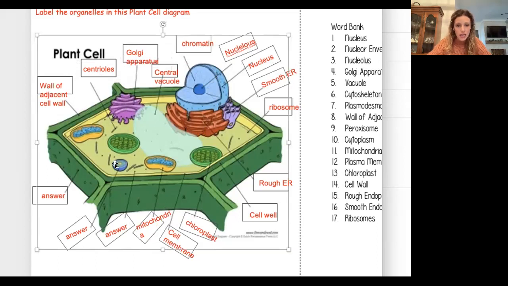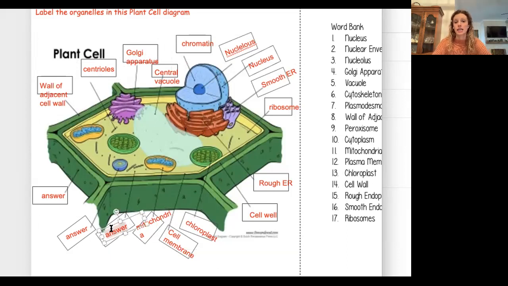Okay, so then what this arrow right here, sorry, is indicating the jelly-like fluid that fills the cell. What is that? That's the cytoplasm.